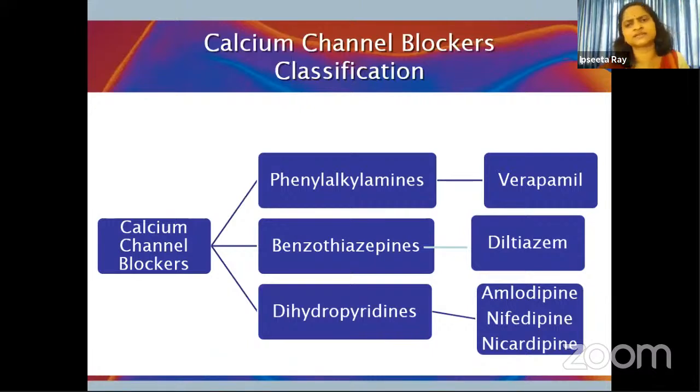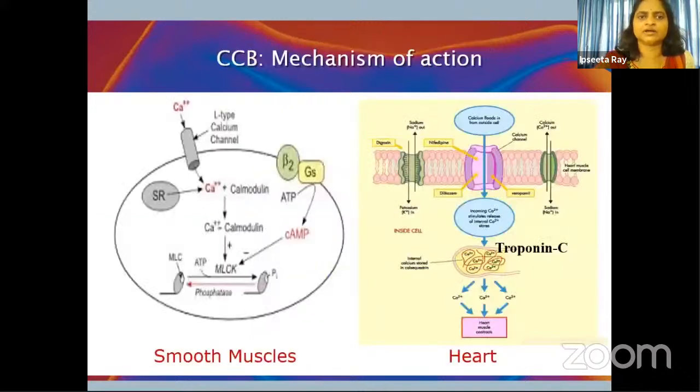Then we come to the next class of drugs, that is calcium channel blockers. There are three subclasses: phenylalkylamines, benzothiazepines, dihydropyridines. The prototype drugs being verapamil, diltiazem, and amlodipine and nifedipine under dihydropyridines. Now, when we talk about calcium channels, they are either present in the smooth muscles, that is in the blood vessels, or in the heart.